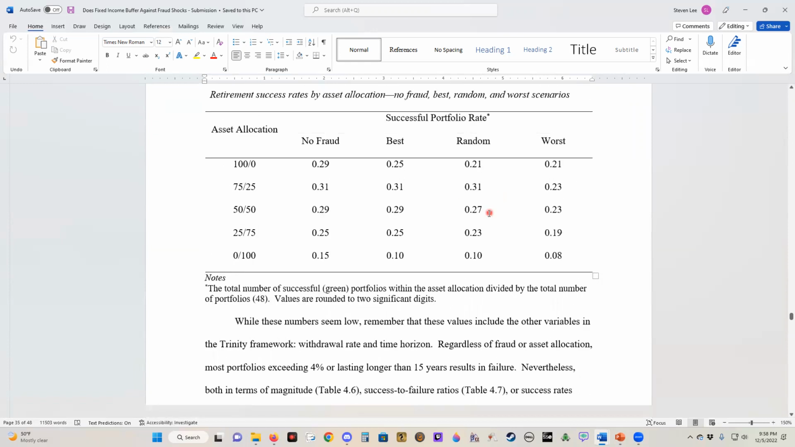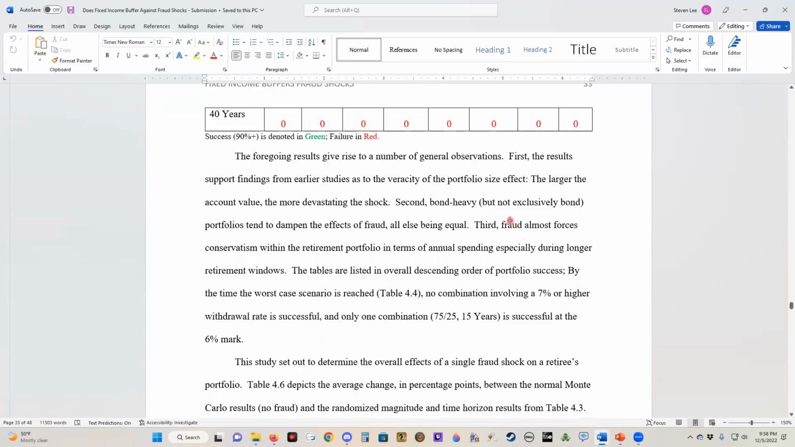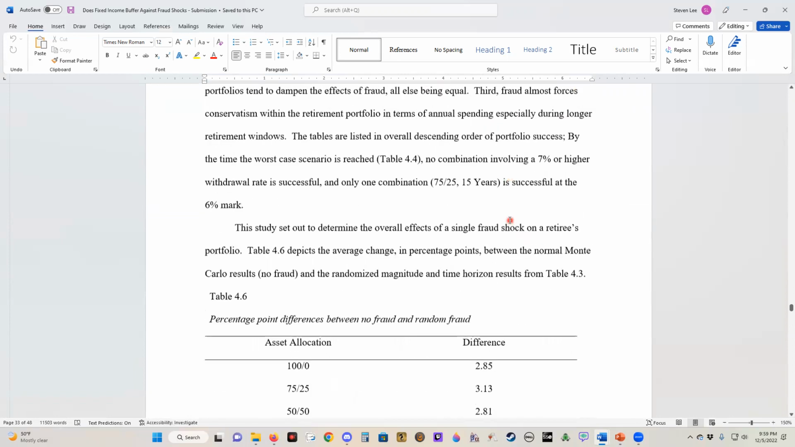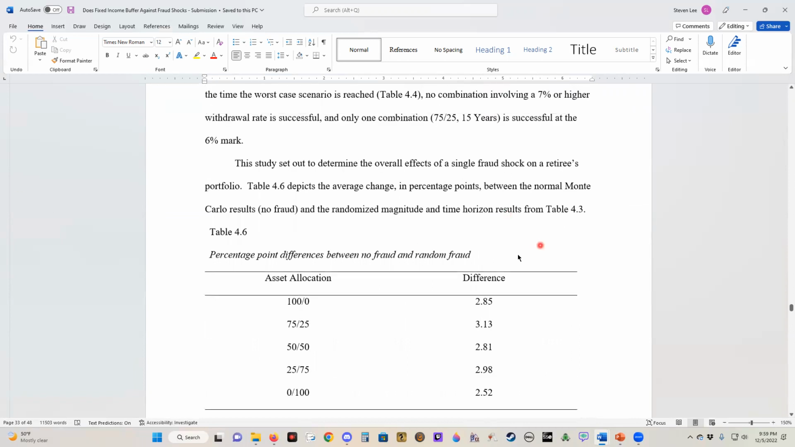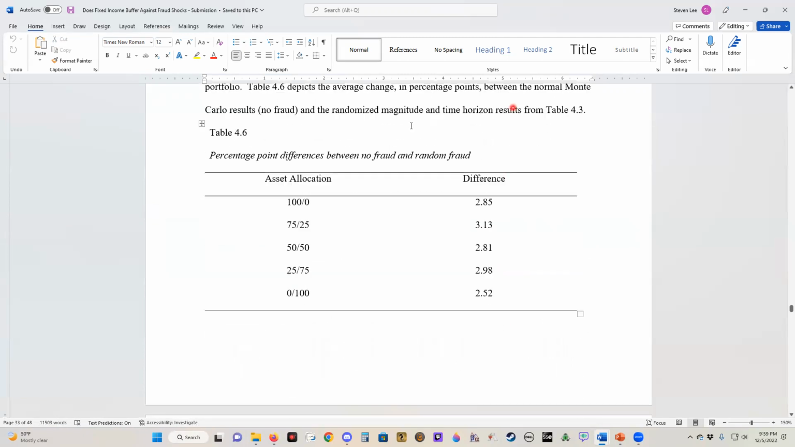But my main finding, where is it? It's the 2.89%. Sorry, I'm just having to find out where this thing is, there we go, 2.86%. When averaged, the total average diminished success rate to a retiree's portfolio is 2.86%. So this is the key number here. And this is the asset allocation and the differences.